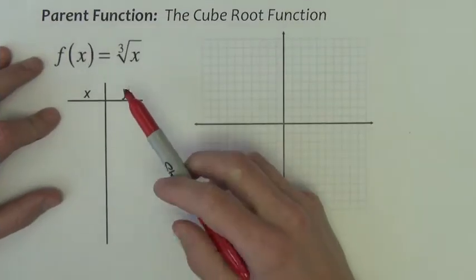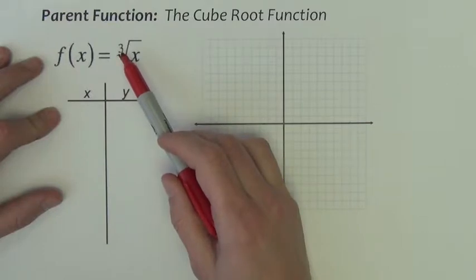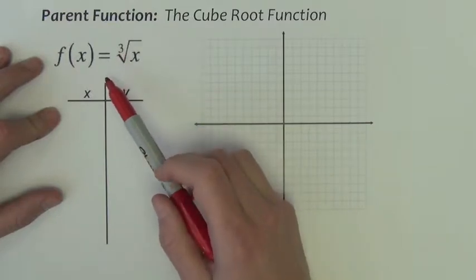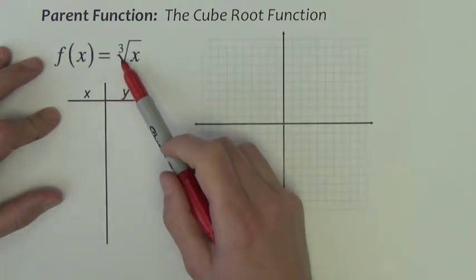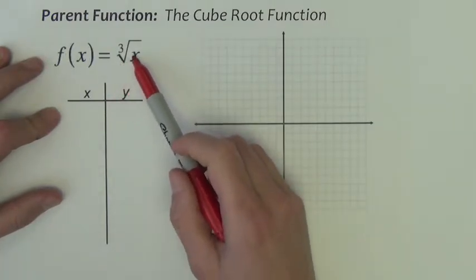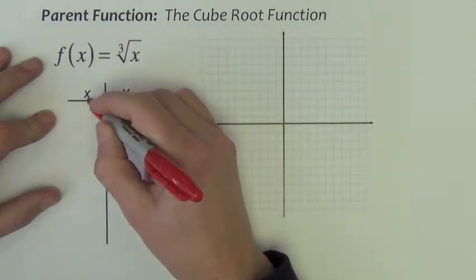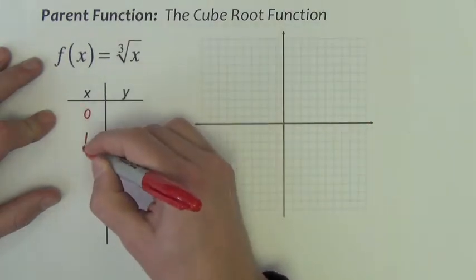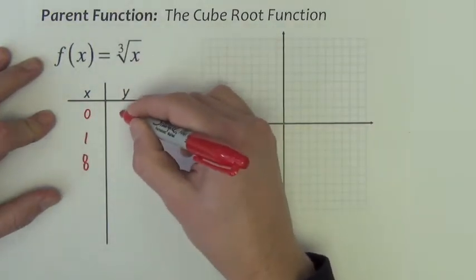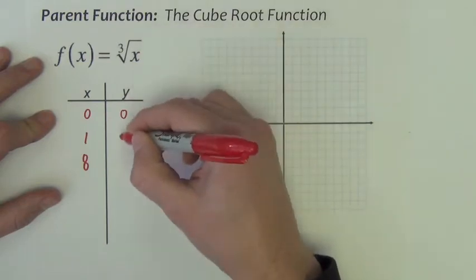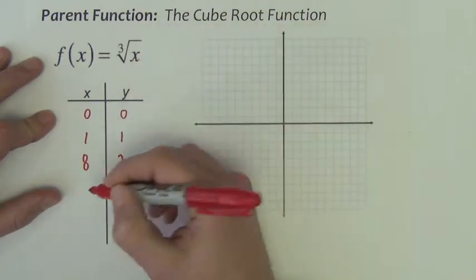The only other radical function we're going to look at in this section is the cube root function. So again, the parent function for that. And for this one, I'm going to choose 0, 1, 8. The cube root of 0 is 0. Cube root of 1 is 1. Cube root of 8 is 2.